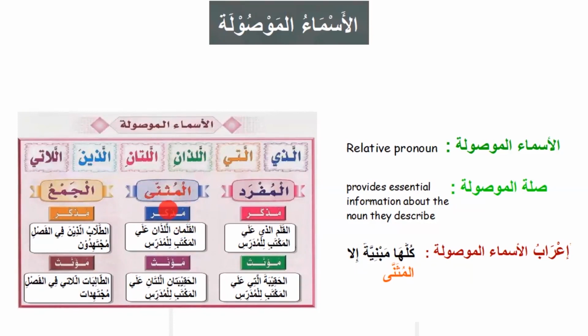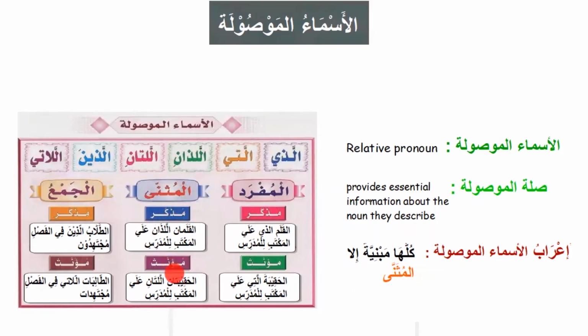Then the next thing is it should be muzakkar. As we have said already, al-qalam, the pen, is muzakkar, masculine. Okay, so that is it. So al-qalamani, al-lazani, al-maktabi lil-mudarrisi. The two pens which are on the table belong to the teacher.